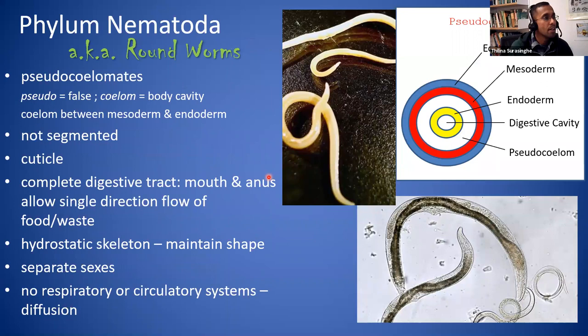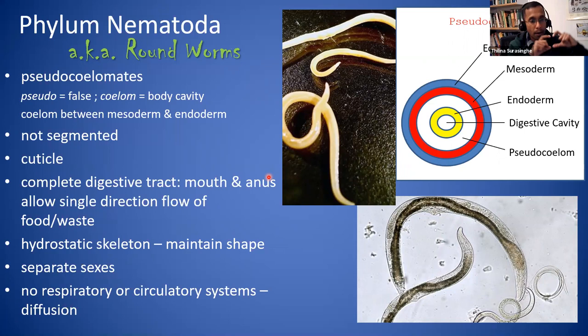Phylum Nematoda. They are also known as roundworms. Now, speaking of that, in your exams, unless I specifically ask for the actual phylum name, roundworms is something I accept as a correct answer. If I ask for the actual phylum name and you give roundworms as the answer, you will still get partial credit. So do know both the English vernacular name and the scientific terminology.